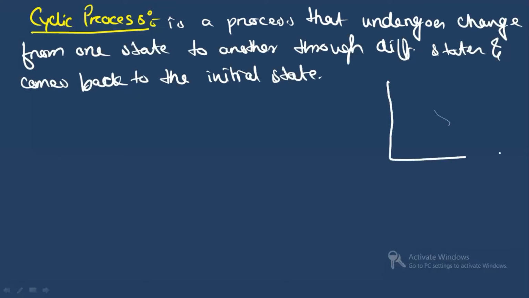So if you see here, this is volume, this is pressure. If a state is going from the position A to the position B, and again it is coming back to the position A, in that state the pressure is P1, volume is V1. Here the pressure is P2, volume is V2. So a state is going from the state A to the state B, and again coming to the state A. Then this process is a cyclic process.